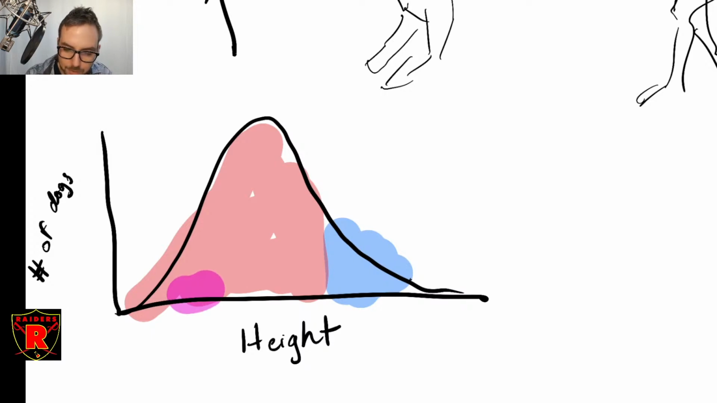Oop, hold on, I got the wrong tool here. Go back. Now it looks like this.